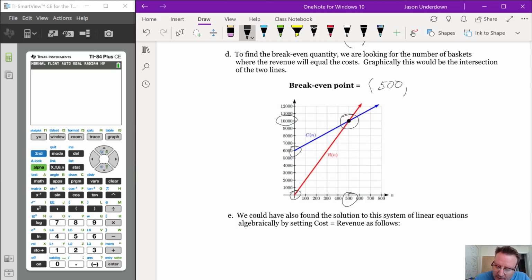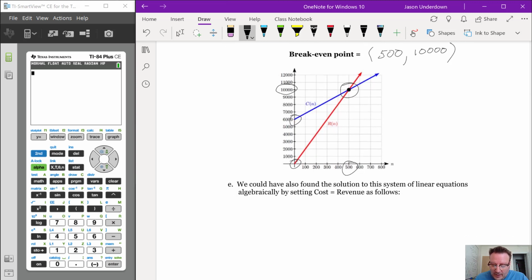So at a quantity of 500, our revenue and cost are both 10,000. Okay. So since our profit is our revenue minus cost, and they're both 10,000, our profit is 0.